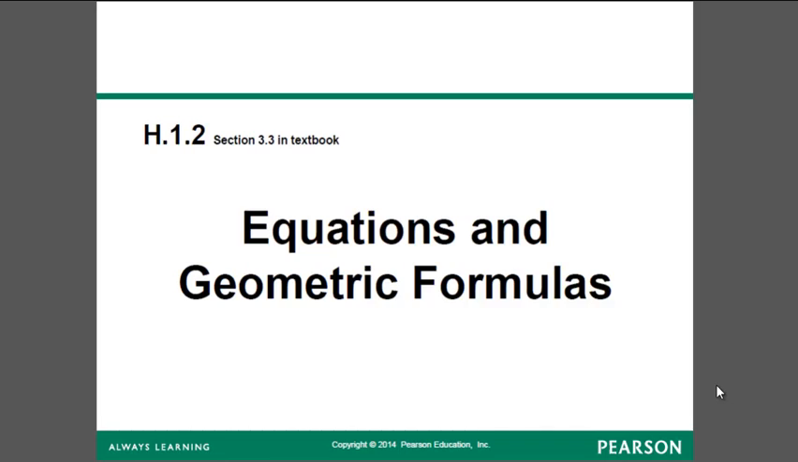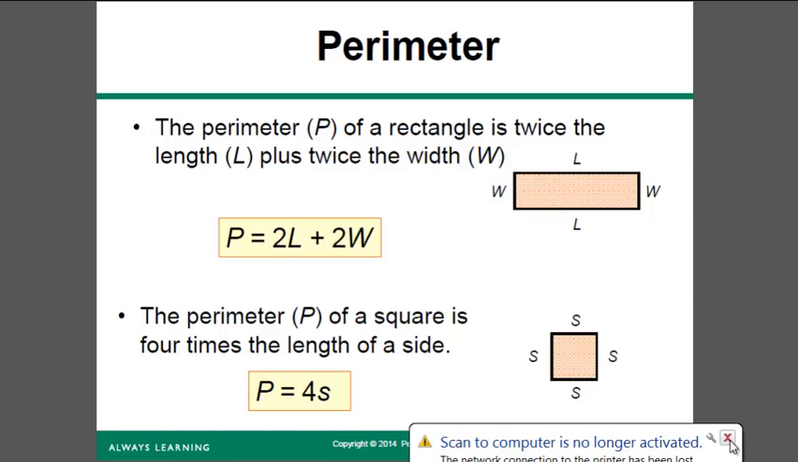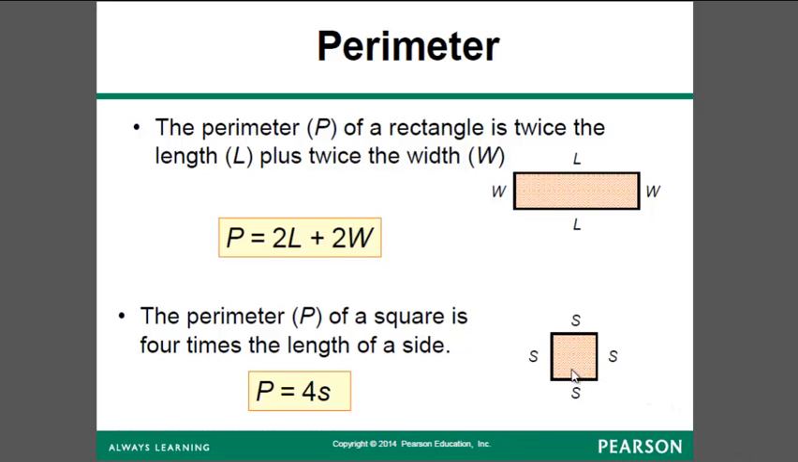This video is for Homework and Mastery 1.2, Section 3.3 in your textbook, Equations and Geometric Formulas. What we're wanting to do here is look at formulas for geometric figures, their equations, and how to solve for them. The first one that we're looking at is perimeter. Remember, perimeter is the amount of space around an object. How far does it go around something?